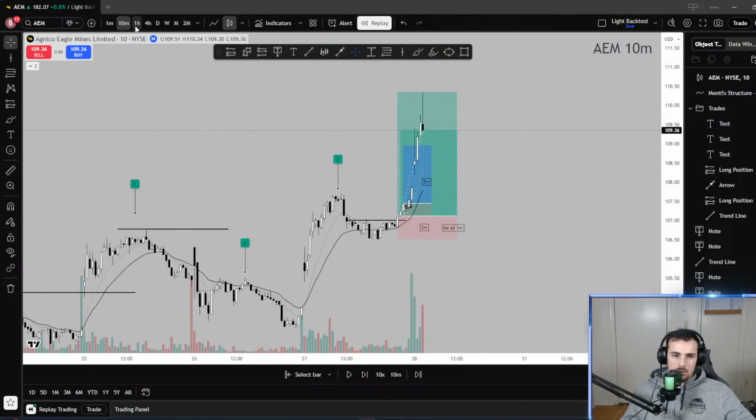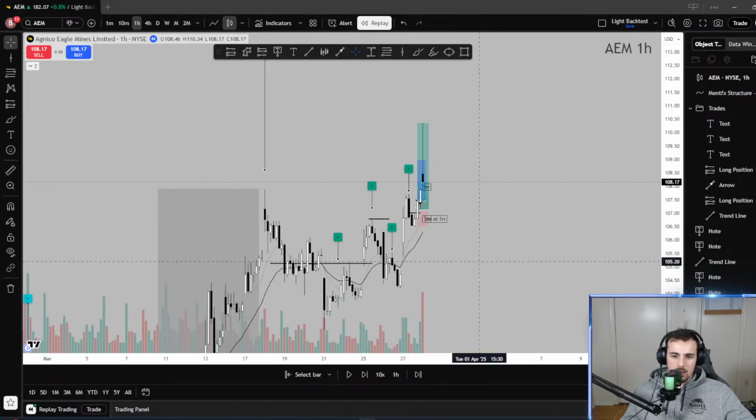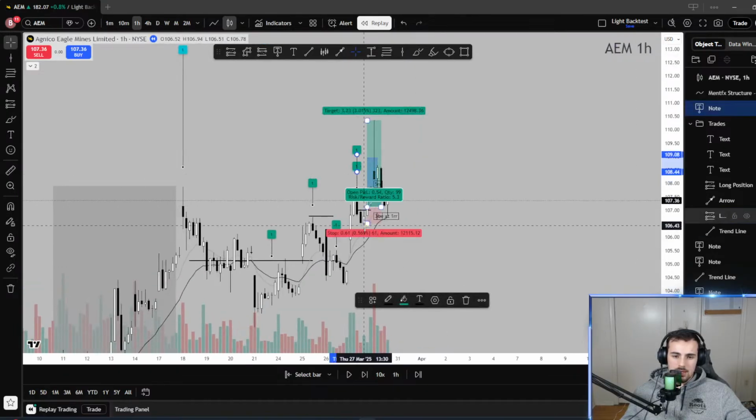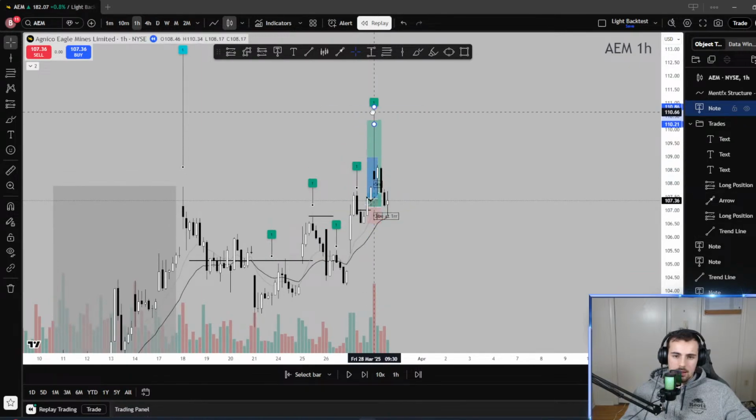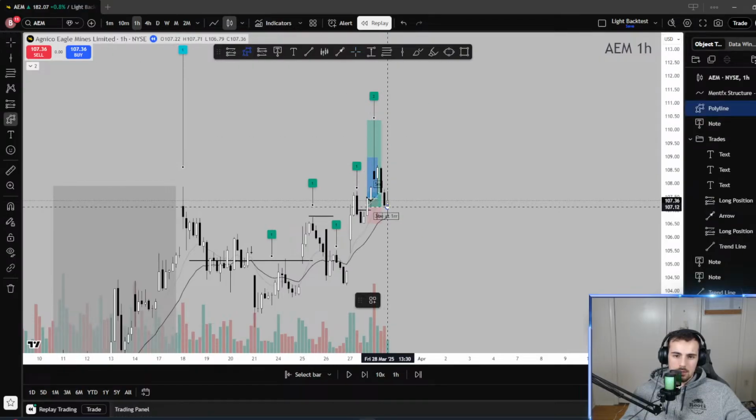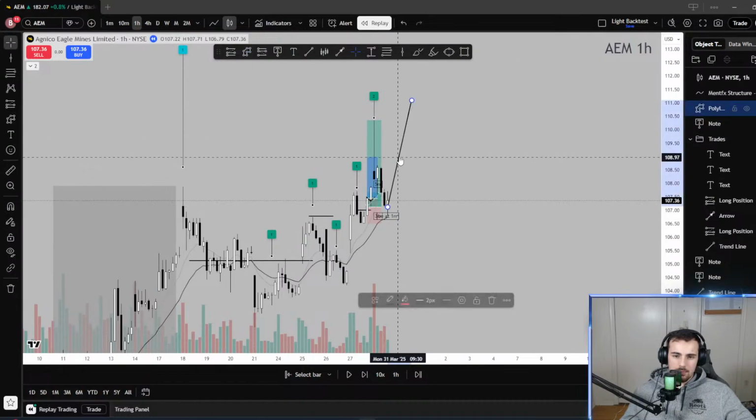And then what we do here is we go back to the 1 hour. We can let the trade play out. And you'll see here that this large buying has come to an end. And it's now created a second high to potentially run and take out like this.